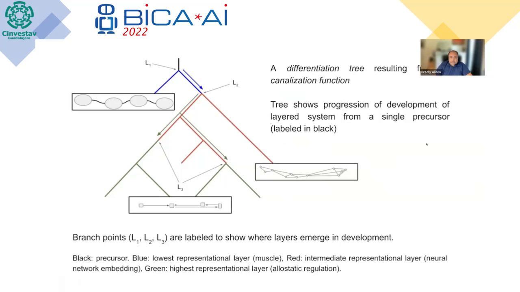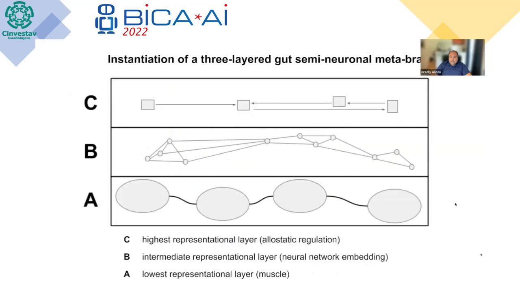This tree shows the progression of development of a layered system from a single precursor in black to these three layers that are defined by different models. And so now we have this system where we go from A, B to C, so we're going upward. The lowest representational layer is something like muscle. It's like a muscular hydrostat, which is something you see in tentacles and in sea creatures, and they control the different muscle ganglia. B is this embedding. It's a neural network embedding, which allows a neural network to be embedded in space. And then C is this allostatic regulation layer, which allows you to generate different states of regulation, physiological regulation. So they all fit together in a certain way.